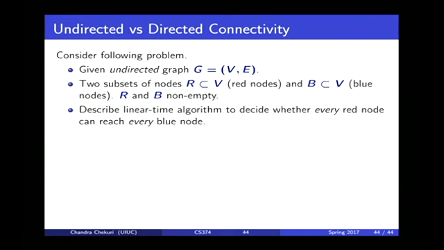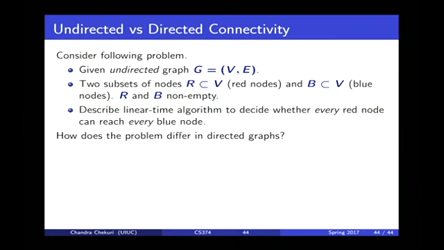Connectivity in undirected graphs you should think of as connected components. So you can do it efficiently by simply finding the connected components, and then checking whether all the red and blue nodes are in the same connected component. Why am I saying this? Because if the problem is a directed graph, then the solution doesn't work.